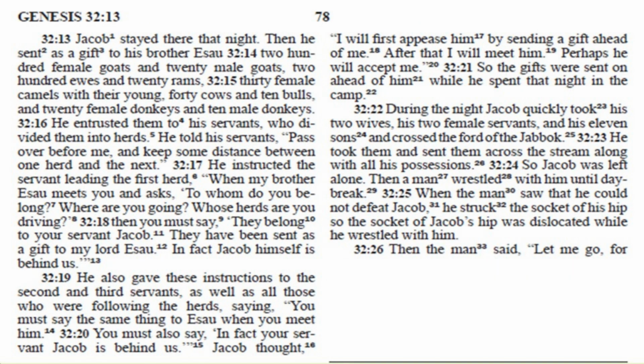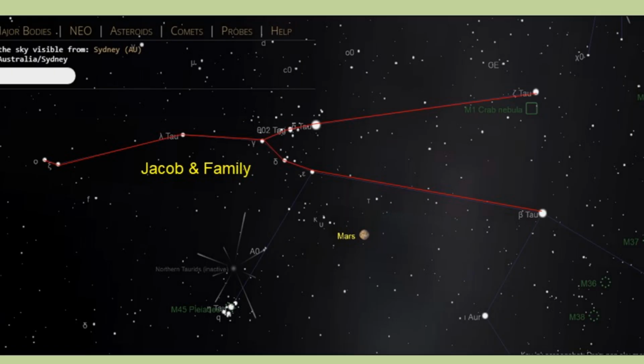Verse number 13 to 21 states that to appease his brother, Jacob sent goats, sheep, camels, cattle, and donkeys to Esau as a gift, which was divided into 3 herds led by his servants so that his brother would accept him. This indicates that the planets, asteroids, and other nebular masses were aligned into 2 different segments, as you can see in this picture. The constellation Taurus represents this arrangement.